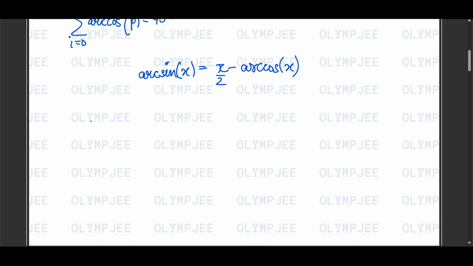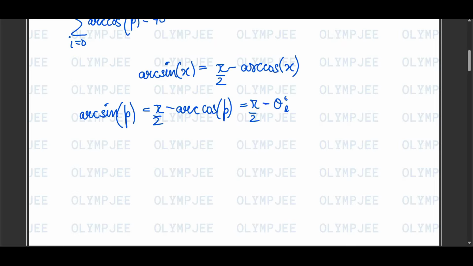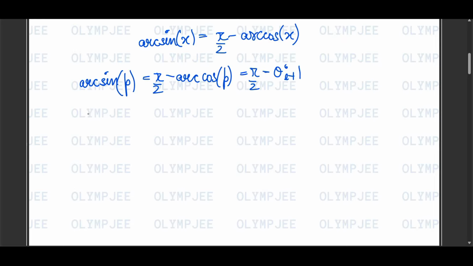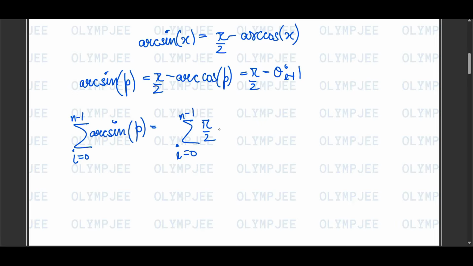So we will get that arc sine of that expression is equal to pi by 2 minus arc cos of that expression, which is pi by 2 minus theta I plus 1. So if we sum on both LHS and RHS from I equal to 0 to n minus 1, the sum of arc sine P is equal to the sum of pi by 2, minus the sum of theta I plus 1.